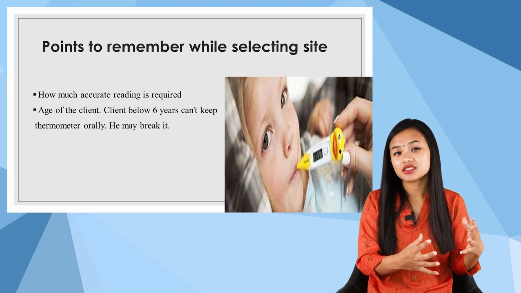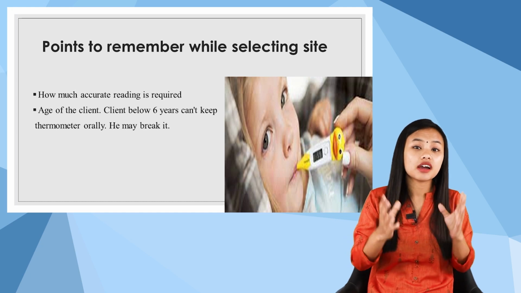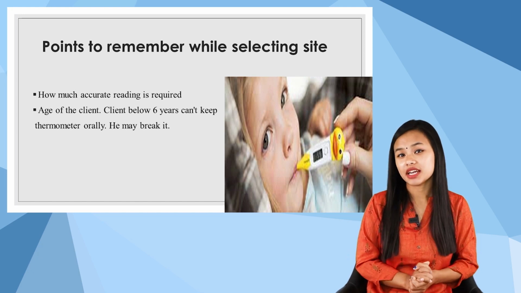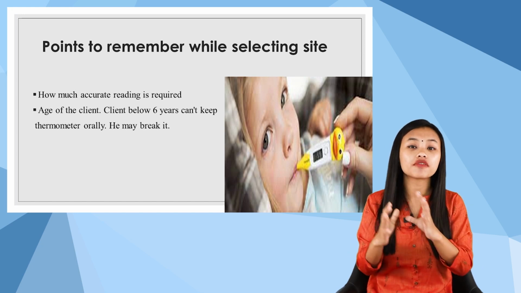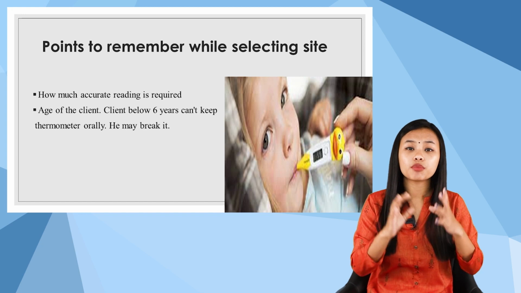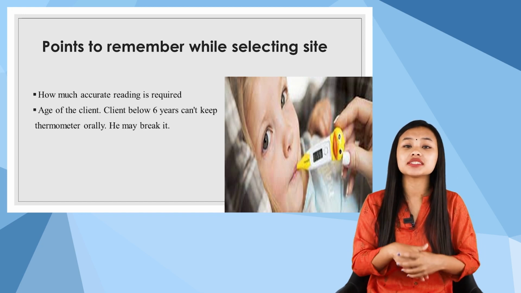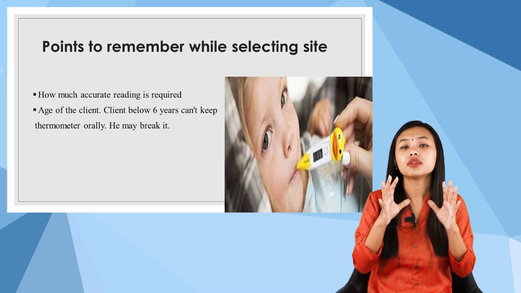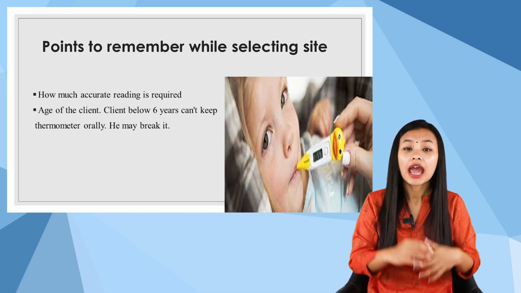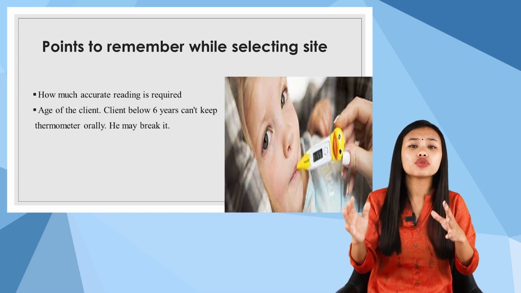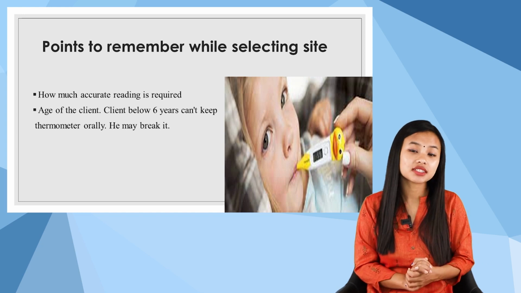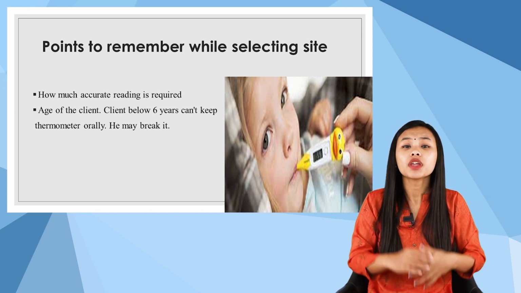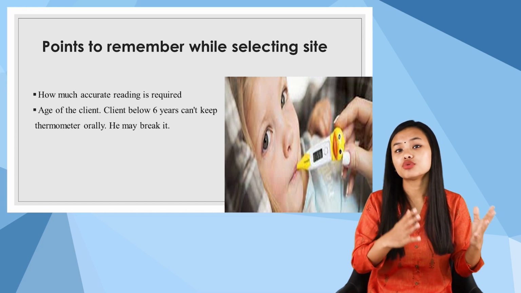The next one is factors such as eating, or if that particular client has the habit of smoking or even of drinking. And the last point that we must keep in mind before we select the site for assessing the body temperature is the age of the client. So here, for example, if you need to assess the temperature of a child who is below 6 years of age, then it is highly suggested that it must not be done orally. Why? Because if you place a thermometer in the mouth of the child, then he may bite it or even break it, and this could lead to various other complications. So if it is for children, it is highly preferable to assess their body temperature through the axillary method. So depending on the age of the client, we can also assess the body temperature through different sites.